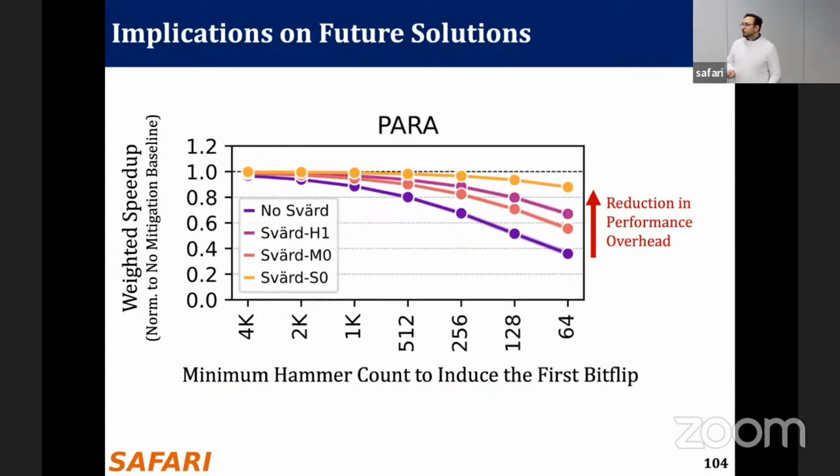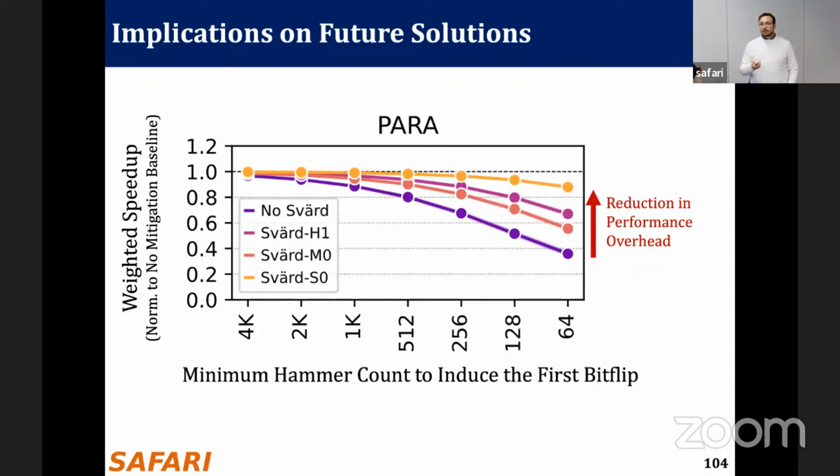So this is the result for Para. On the x-axis, you see the minimum hammer count to induce the first bit flip going down from 4K to 64. And on the y-axis, we have the weighted speedup metric again, which is the system performance, higher is better. And everything is normalized to the no mitigation baseline. So 1.0 means that there are no mitigation operations going on. And we have 4 different curves in different colors.